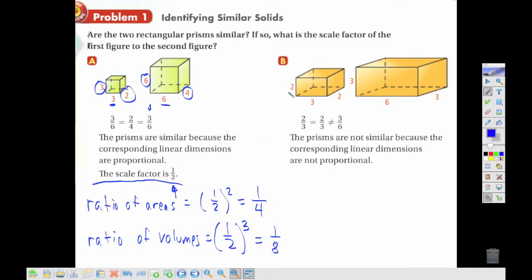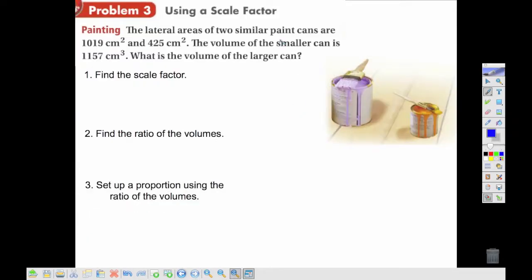For the next figure, looking at our dimensions, we would match the 2 with 3, which gives us 2/3, another 2 and a 3, which also gives us 2/3. But notice the 3 and the 6 would give us 1/2, so these are not equal, and so these are not proportional.